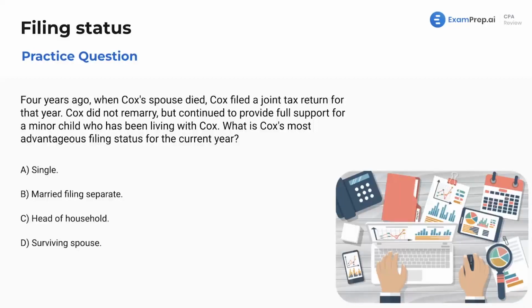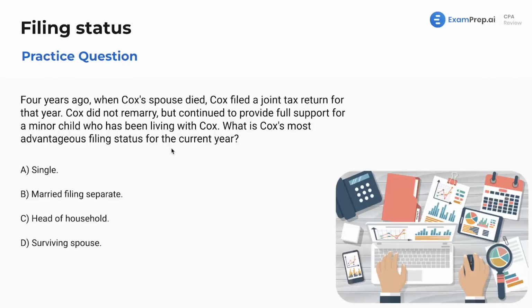Let's run through some more multiple choice questions here. We've got some on our filing status. Now, 4 years ago, when Cox's spouse died, Cox filed a joint tax return for that year. Cox did not remarry, but continued to provide full support for a minor child who has been living with Cox. What is their most advantageous filing status for the year?